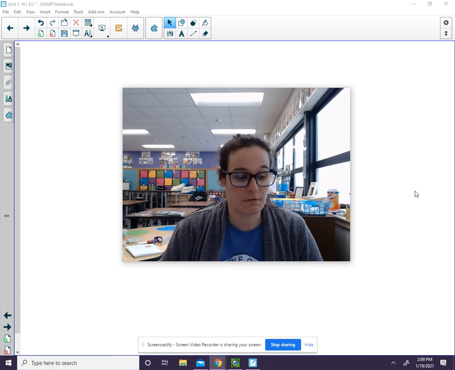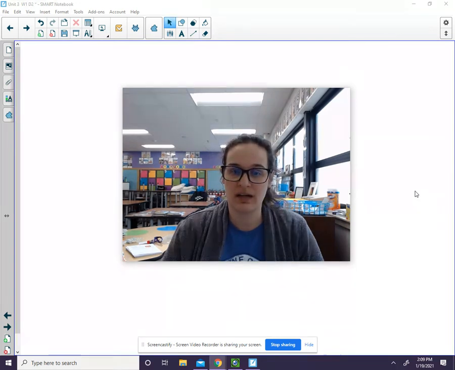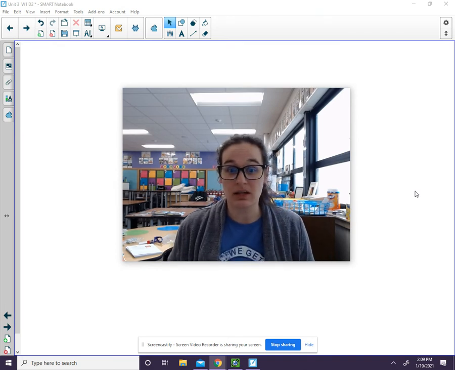We will be practicing phoneme addition. Listen as I say this word, ape. Now listen as I add the k sound to the beginning of ape. K, ape. When I add the k sound to ape, I make a new word, cape.